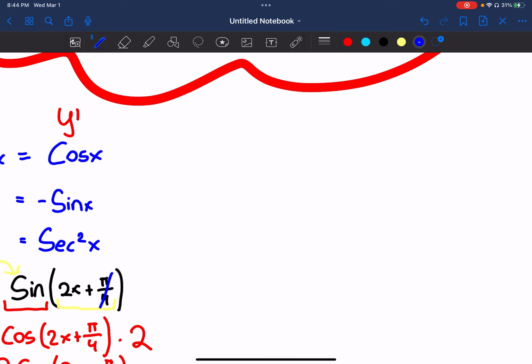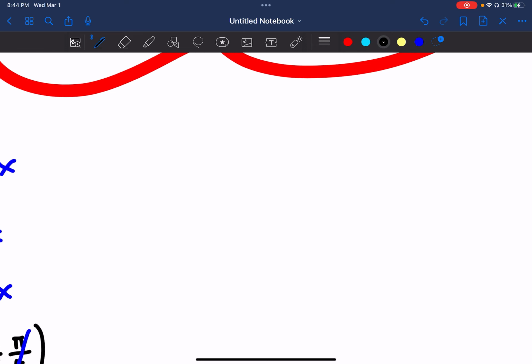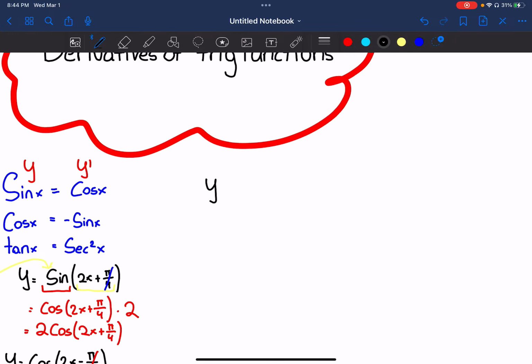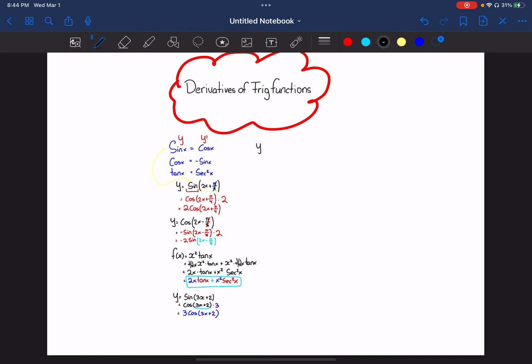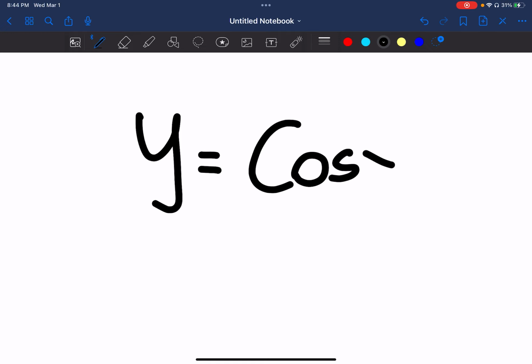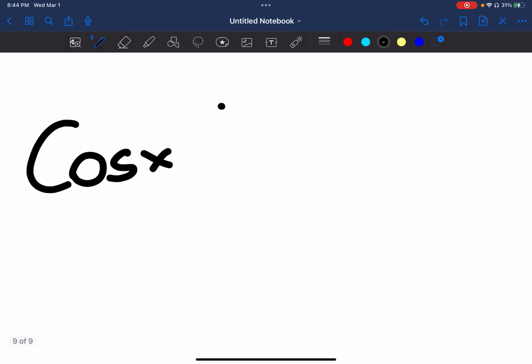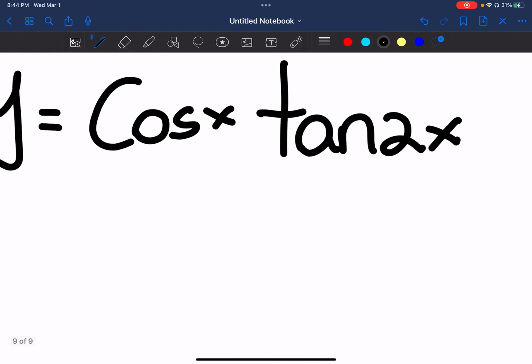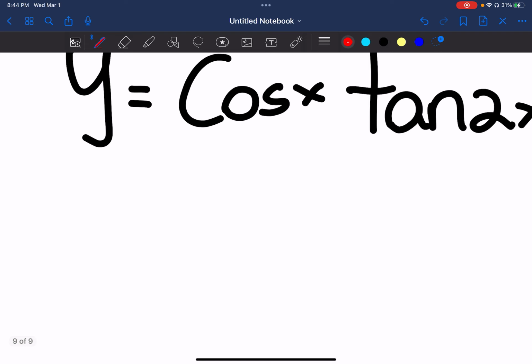Okay, so yeah, let's try a little bit harder question. Say y is equal to cos x times tan 2x. How would we find the derivative of this?